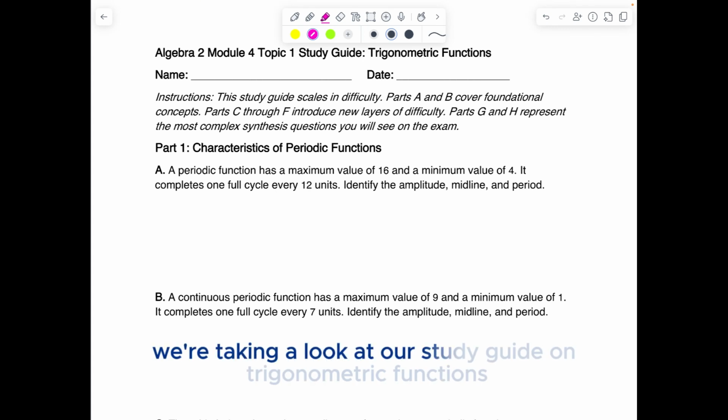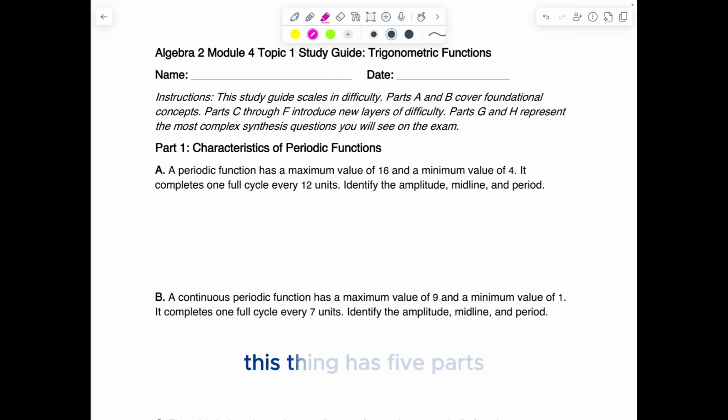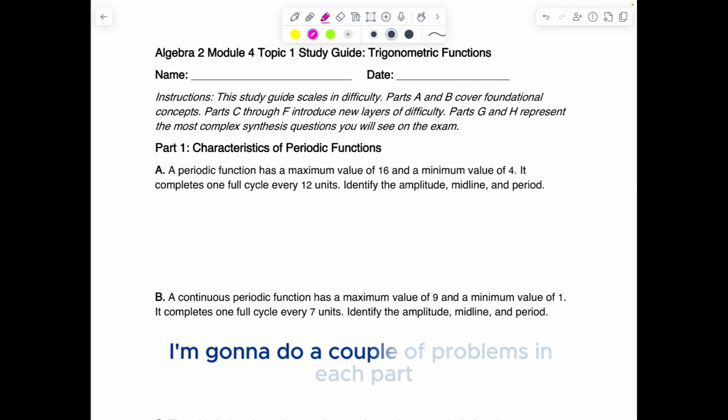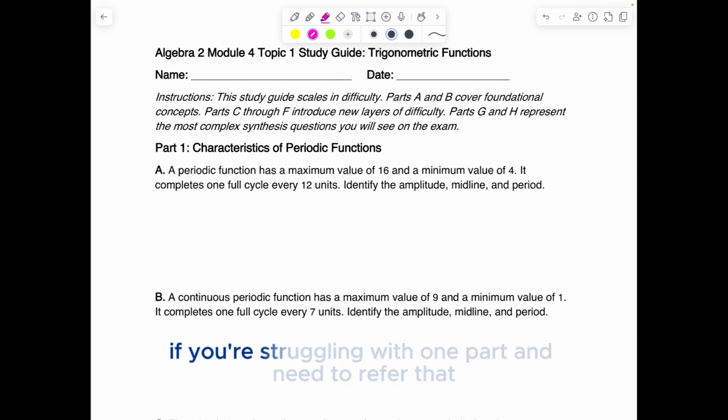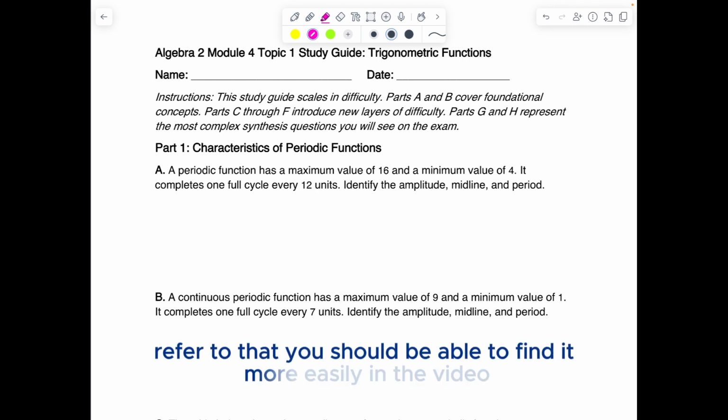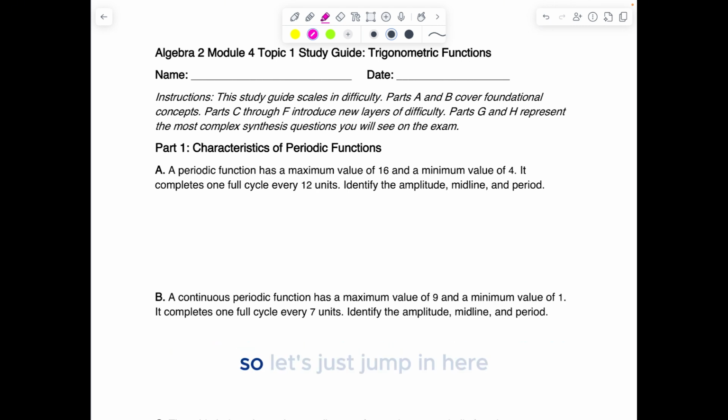All right, we're taking a look at our study guide on trigonometric functions. This thing has 5 parts. I'm going to do a couple of problems in each part, and I'm going to try to set these up in chapters in the video. So if you're struggling with one part and need to refer to it, you should be able to find it more easily in the video. So let's just jump in here.